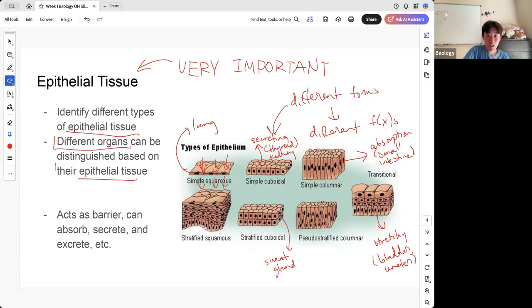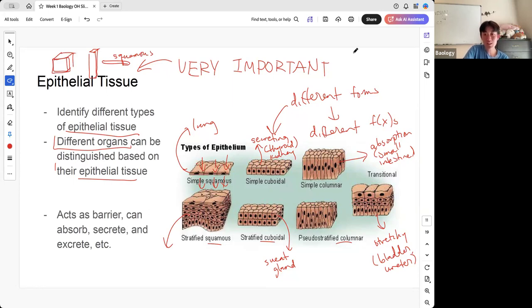Stratified squamous. Oh, I guess I never talked about this, but there are three types of cell shapes, right? You have squamous, cuboidal, columnar. Cuboidal means it's a cube. Columnar means it's a tall one because it's like a column. Squamous is the one that doesn't make any sense. It just means it's flat. So usually you have a descriptor of the shape of each cell, and then a descriptor of how many layers there are.